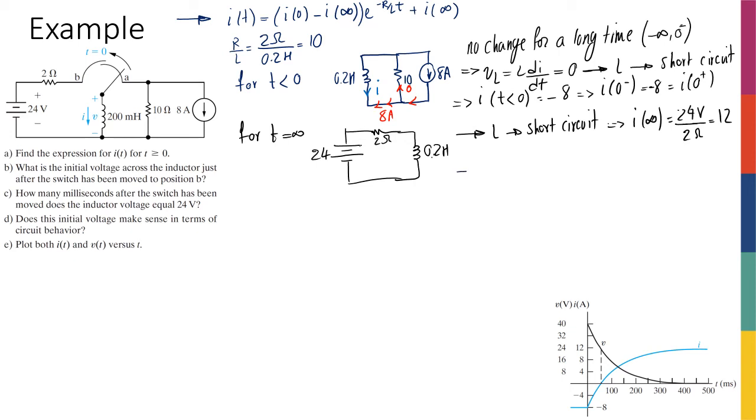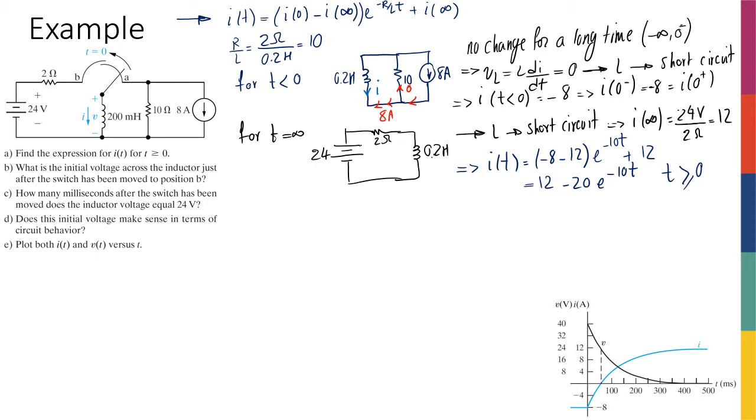So therefore, I(t) is going to be equal to negative 8, which is the initial current, minus 12, which is the final current, times e to the power of negative 10t, which is the R over L times t, plus the final current, which is 12. So this is really equal to 12 minus 20 e to the negative 10t. That's it. So that's my current expression for t greater than or equal to 0.